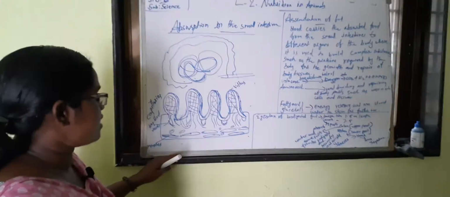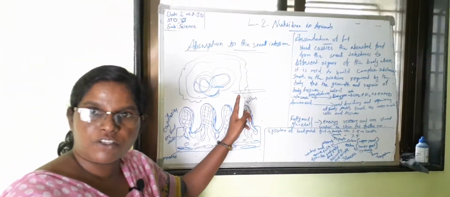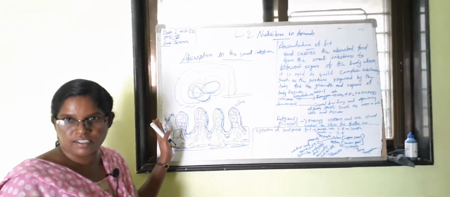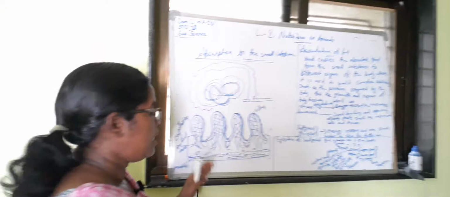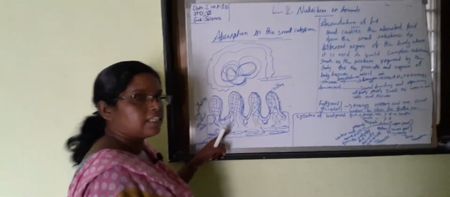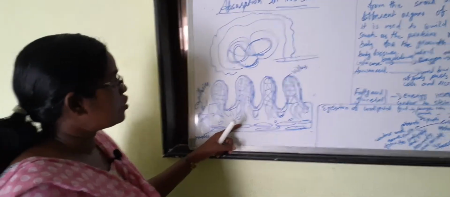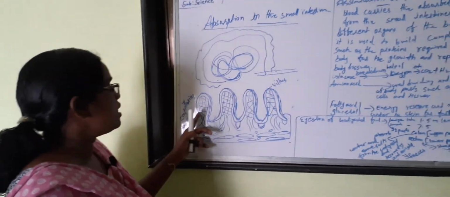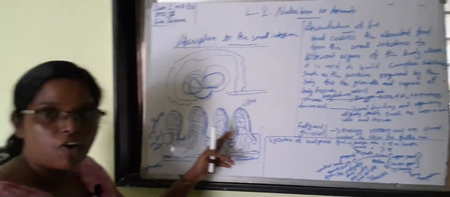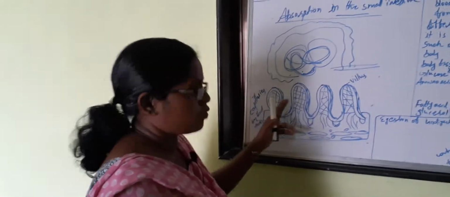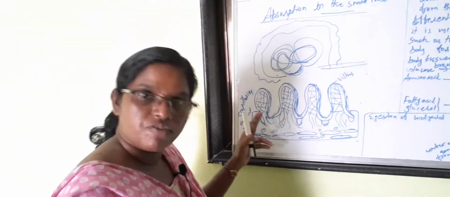The small intestine is a tube-like structure. The small intestine is 7.5 meters in length. You are understanding? The inner wall of this tube has finger-like projections or folds. That is called villus or villi.